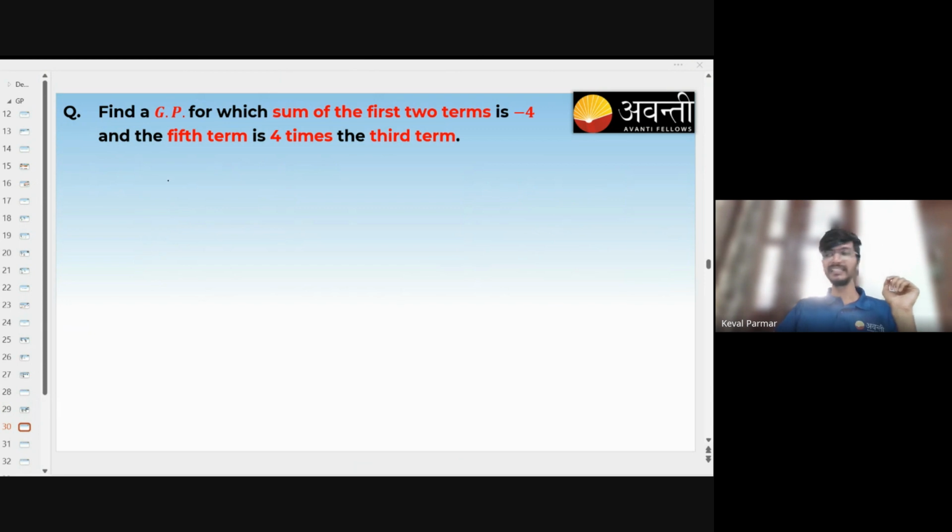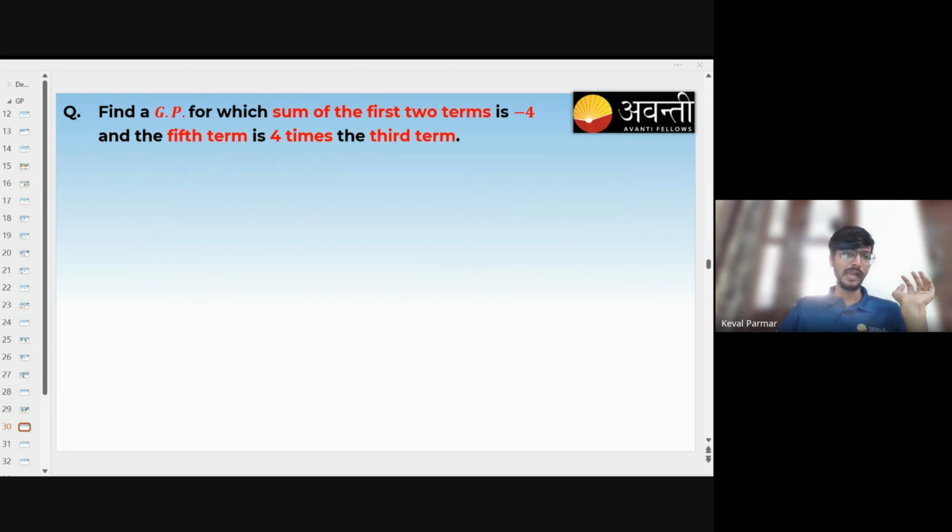So find the GP. That means we have to find the GP. Find the GP का साफ साफ मतलब है A और R निकालो. Sum of first 2 terms is -4. And the 5th term is 4 times the 3rd term. Simple. A और R चाहिए ना? 2 unknown means 2 equations, similar to previous.